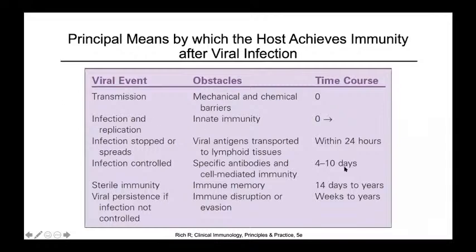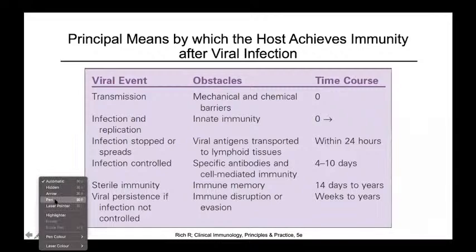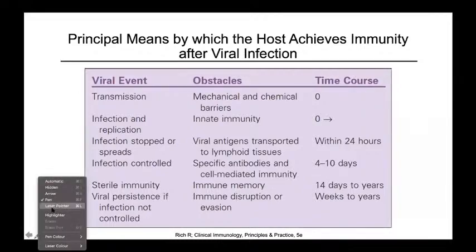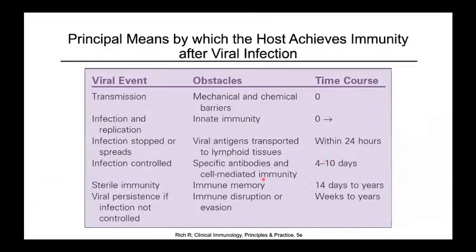Okay, and we can see that it takes time for the adaptive immune response to come into play, probably 4 to 10 days. With SARS-CoV-2, I think people are saying from about 7 to 14 days for a proper adaptive immune response or detectable antibody level.